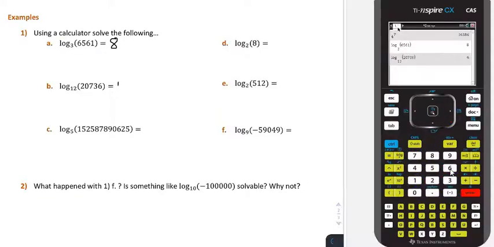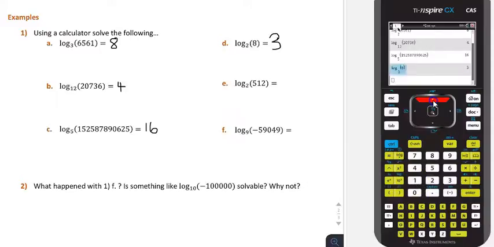So control log. Then you fill in the base number, as in this particular case 5, and then what you are logging. So this massive number 152587890625, and you get out a result of 16. So I'm going through fairly quickly.